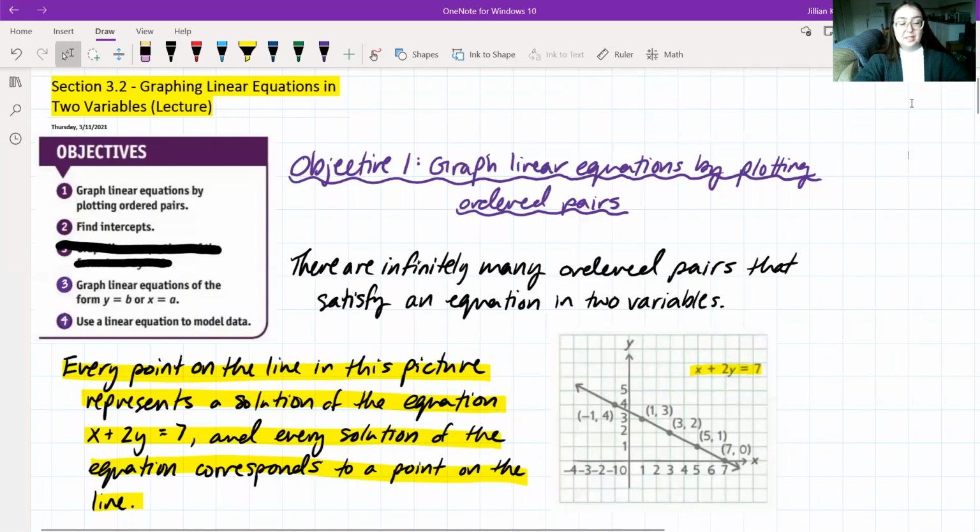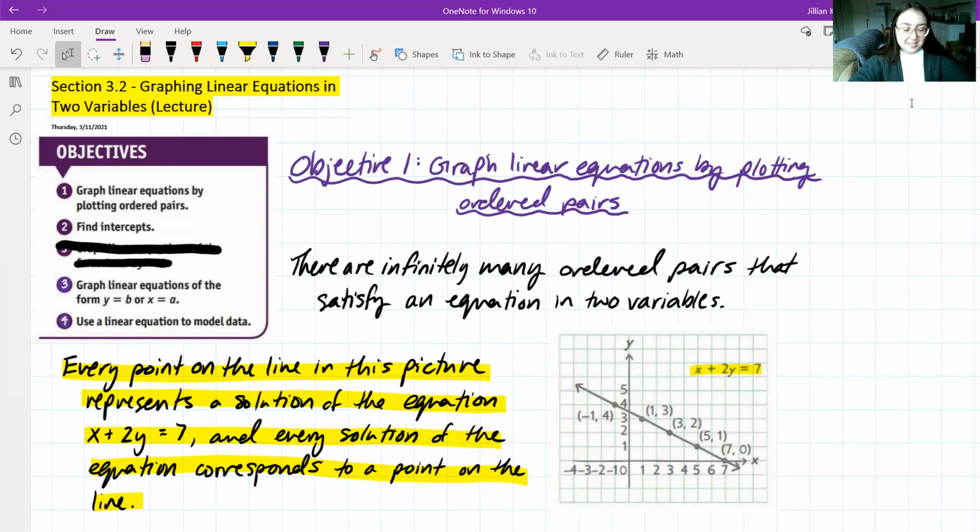Hello, everyone. We're going to be doing section 3.2, which is on graphing linear equations in two variables. In our last section, we focused on just finding these linear equations in two variables, and now we're really focusing on the graphing portion. So we have four objectives. One objective we are omitting, which is why there is a line through it.